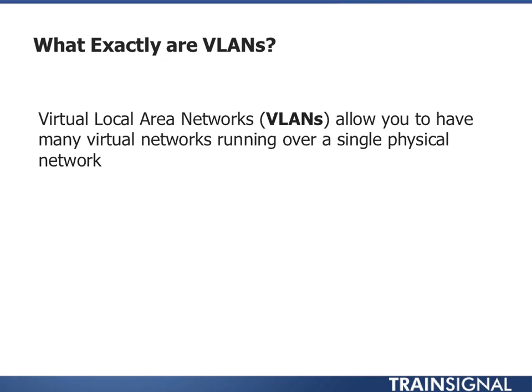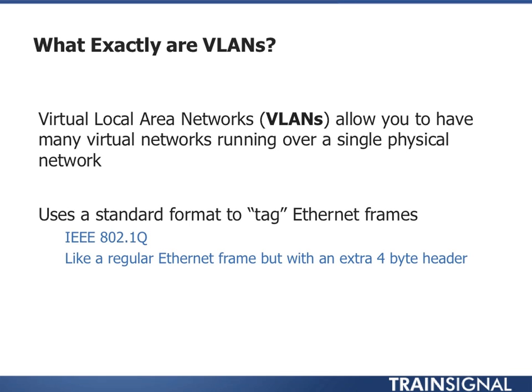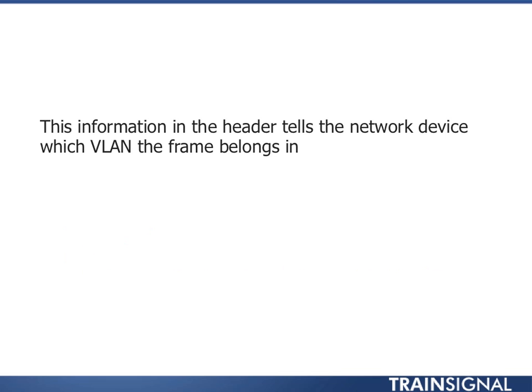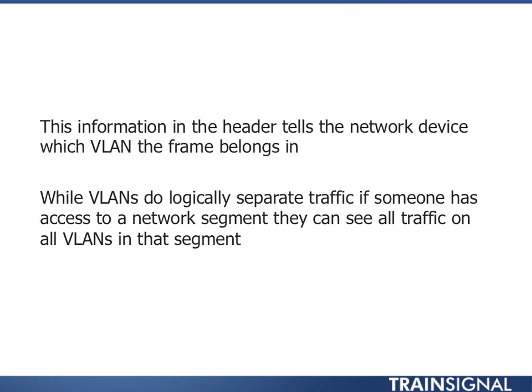So what are VLANs? Well, you probably know this if, again, you're getting ready to take the VCAP exam, but I think a little bit of review is in order, especially when we start getting into private VLANs. So virtual local area networks, or VLANs, allow you to have many virtual networks running over a single physical network. So it's basically logical separation of a physical network. It uses a standard format to tag Ethernet frames. It's called IEEE 802.1q. It's like a regular Ethernet frame, but with an extra 4-byte header. The information in the header tells the network device which VLAN the frame belongs in.